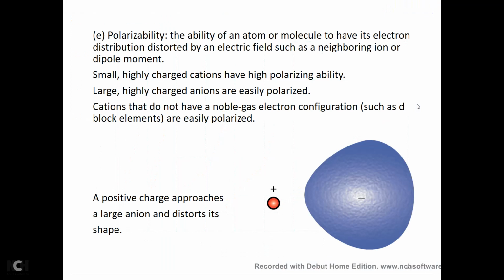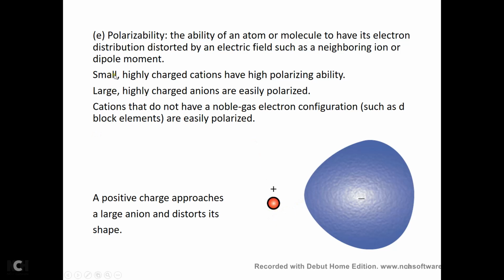Finally, polarizability. That's the ability of an atom or molecule to have its electron distribution distorted by an electric field, such as a neighboring ion or a dipole moment. So in this picture, I'm putting a positively charged ion close to this fairly large negatively charged anion. The shape of this anion is no longer spherical, it's distorted. So this side is trying to get closer to the positive charge.